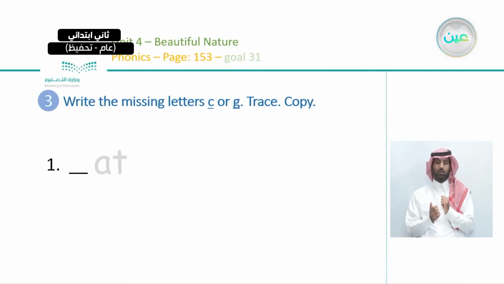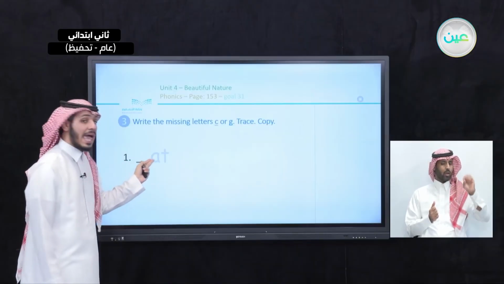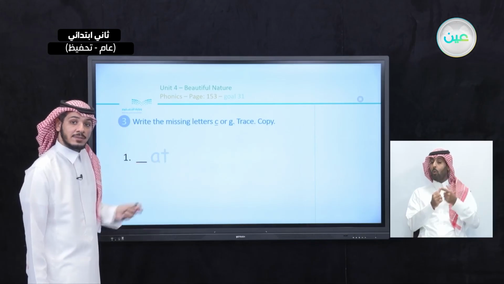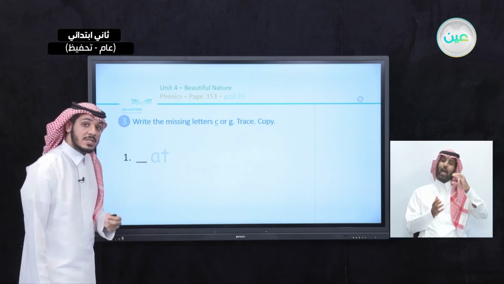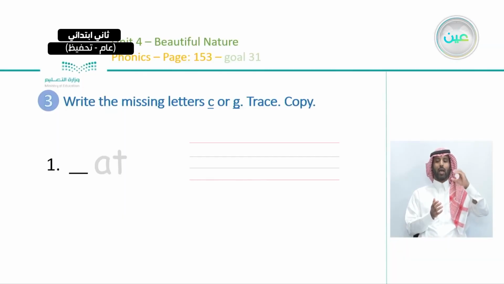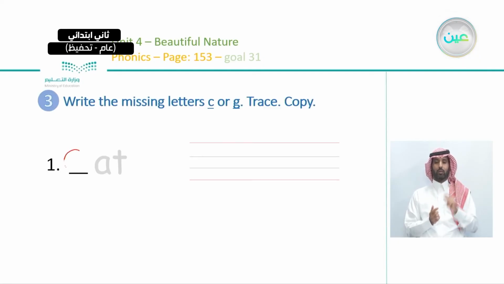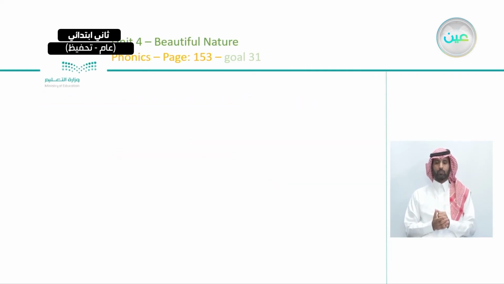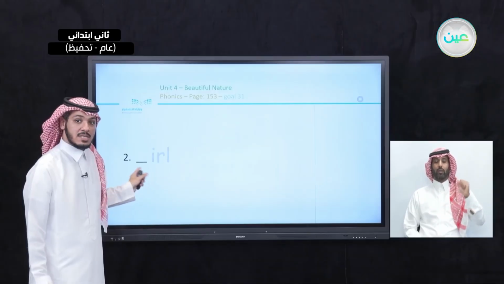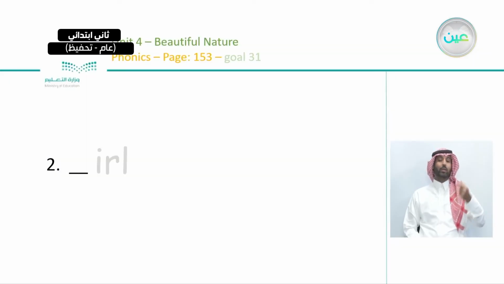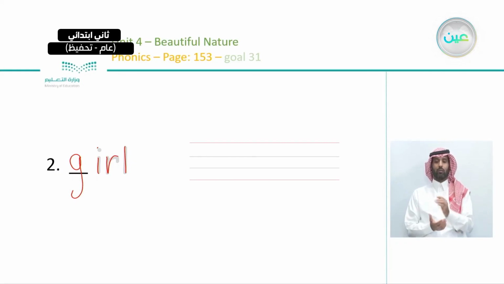Okay. Number 3, write the missing letters C or G, trace, copy. Okay. Now, number 1, we have a missing letter here and then at. Is it gat or cat? Cat. Excellent. What is the missing letter, C or G? C. Excellent. So we have what? C-A-T. Then after that you can write it here. C-A-T. Okay. Number 2, we have what? Girl. Is it C or G? G. Excellent. So we have G, then I-R-L, and then you can write it there.